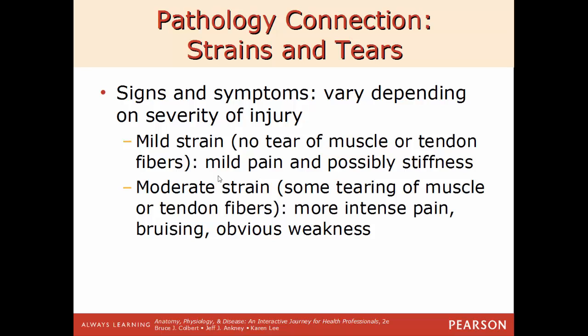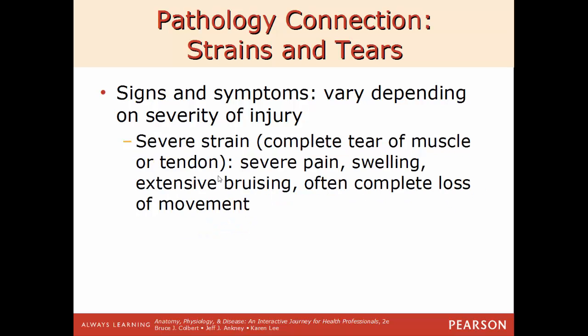Moderate strain, there is some tearing of the muscle or tendon fibers. A little bit more intense pain. There'll be some bruising, and there'll be some weakness because there is tearing of the muscle or tendon. Because you are altering the form of that muscle, the weakness will correspond to that. And then a severe strain is where you have a complete tear of the muscle or of the tendon. There'll be severe pain, swelling, very extensive bruising, and often a complete loss of movement. If the muscle isn't attached anymore, then it can't work anymore.